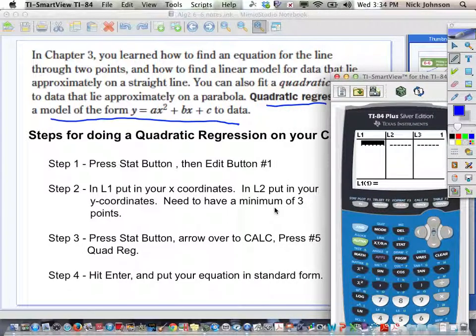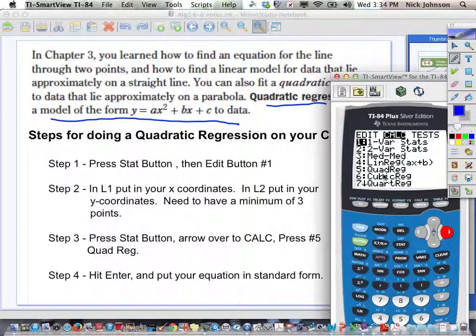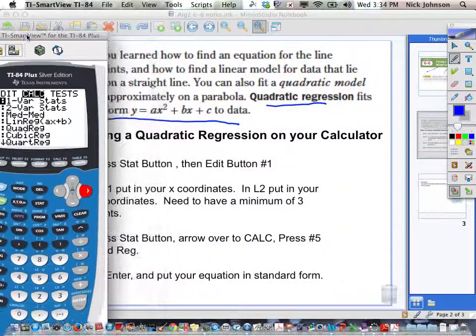You need to have a minimum of 3 points for a quadratic regression. There has to be at least 3 points. Step 3 then says you're going to press the stat button, arrow over to calculate, and then press number 5, which is a quadratic regression. When doing that, you hit enter, and it will put your equation into standard form. So let's give one of these a try.